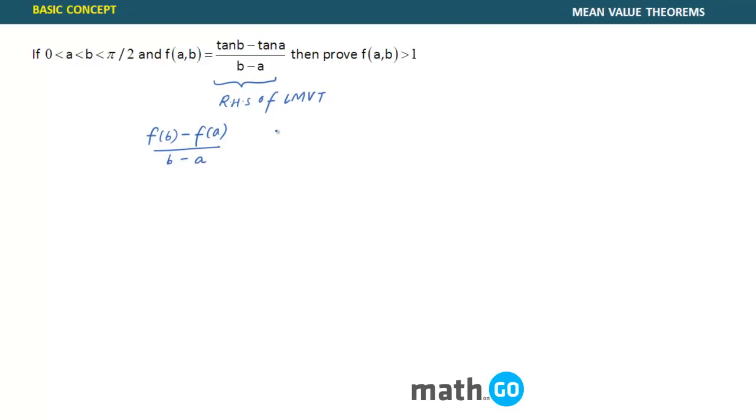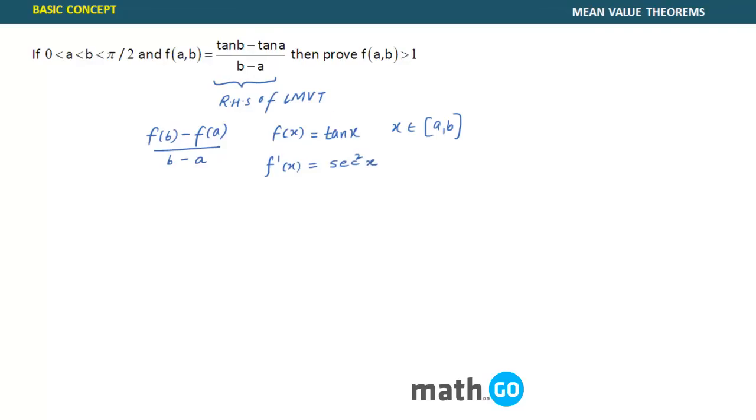So if we compare this, then what will be the function? Just compare this with this. Yes, the function f of x should be then tan x, and you are trying to solve this from a to b. Then this will become the RHS of LMVT. Got it? Clear? Now let's apply LMVT to this particular problem. So if I say f dash x, what will be the f dash x? Secant square x, right?